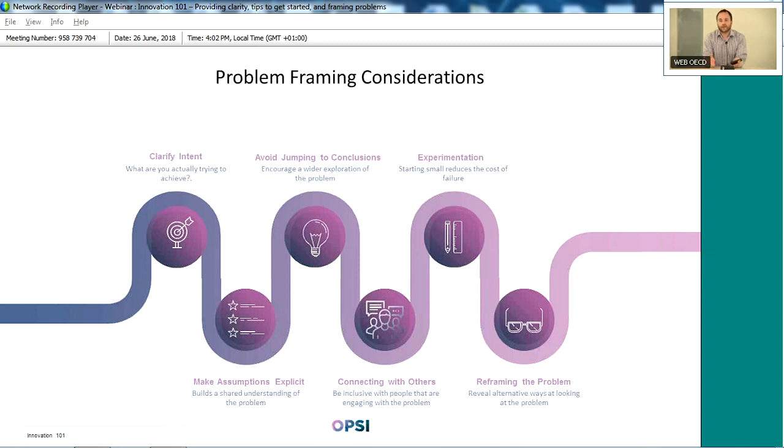So now that we've talked about problem framing in general, how can we get more specific as to how we can do problem framing better as individuals or even as a group? So again, some very quick and easy tips for how to do this. The first is clarifying intent. What are we actually trying to achieve? So not the specific customer satisfaction has gone down, we want it to go up. Like, what are we actually trying to achieve as we're trying to figure out what this problem is?